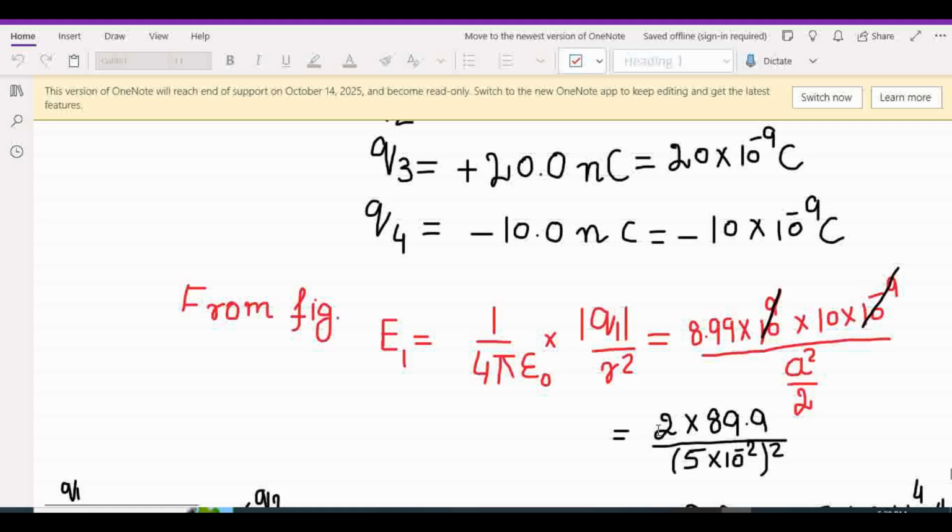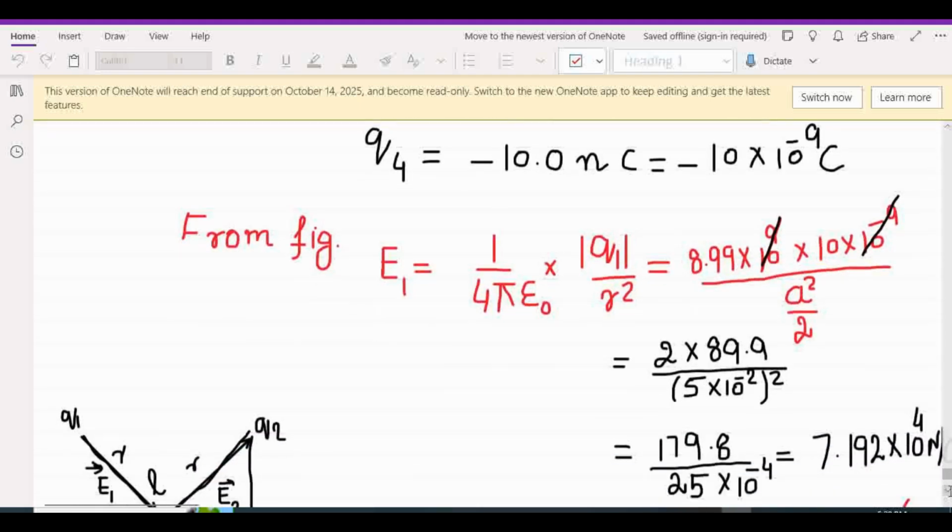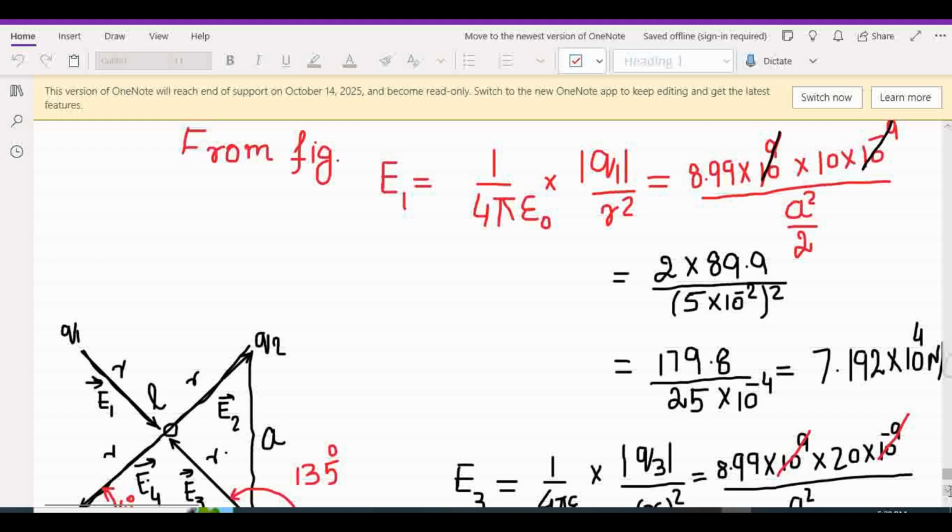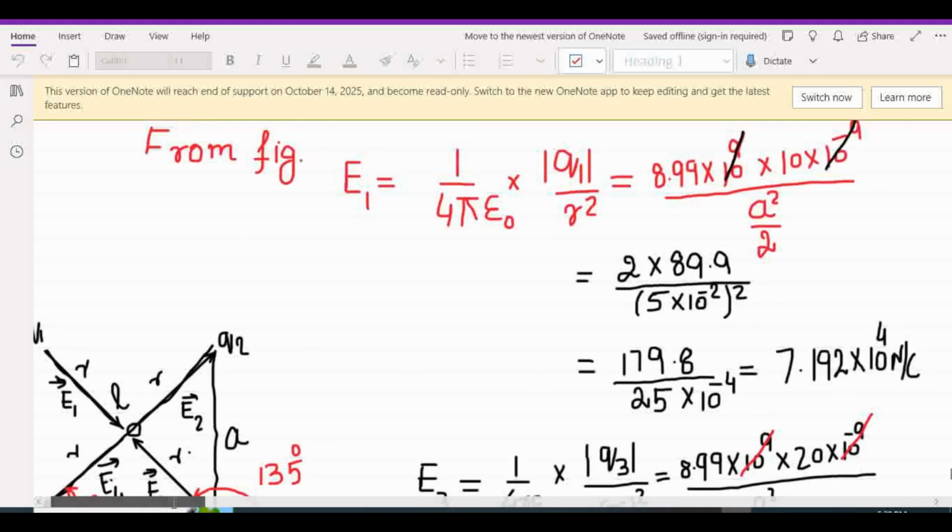So we will write 2 into 89.9 over, putting the value of a is 5 into 10 to the power minus 2 meters. So a square will equal 5 into 10 to the power minus 2 whole square. When we simplify it with the help of a calculator, or manually, the answer comes out to be 7.192 into 10 to the power 4. So this is in SI unit, and the SI unit of field is Newton per Coulomb.